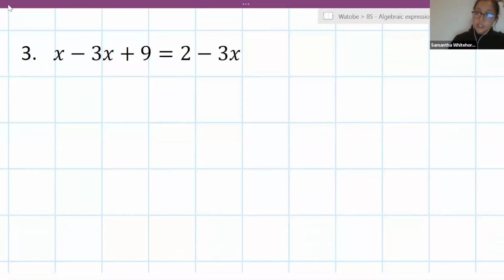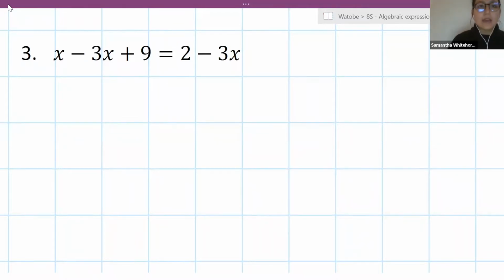Okay, so question 3 is quite similar to question 2. So if you didn't understand question 2, I would suggest maybe listening up here for question 3, and then hopefully question 2 will make sense. Alrighty, so question 3 is x minus 3x plus 9 equals 2 minus 3x.